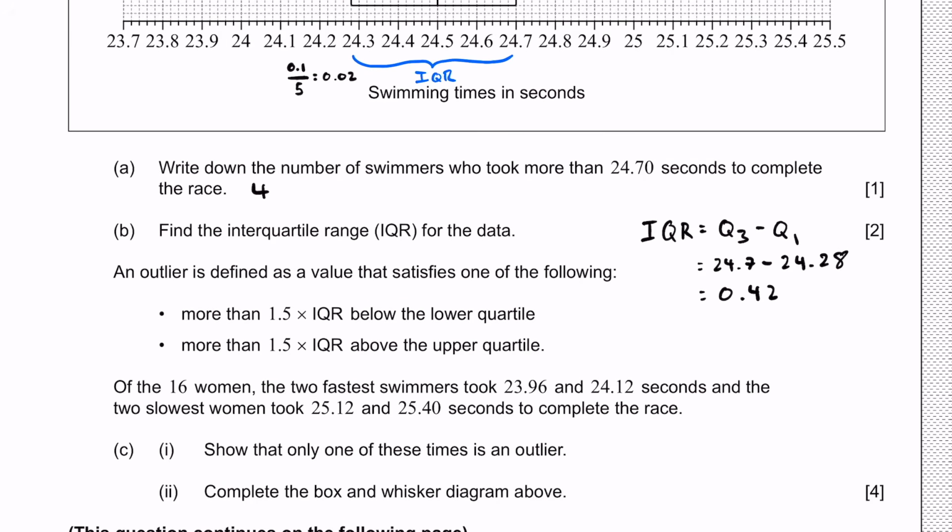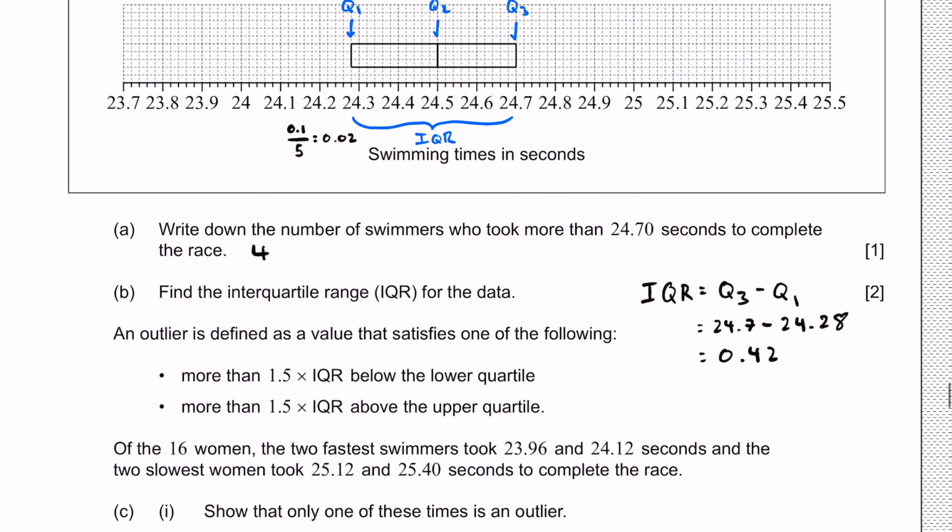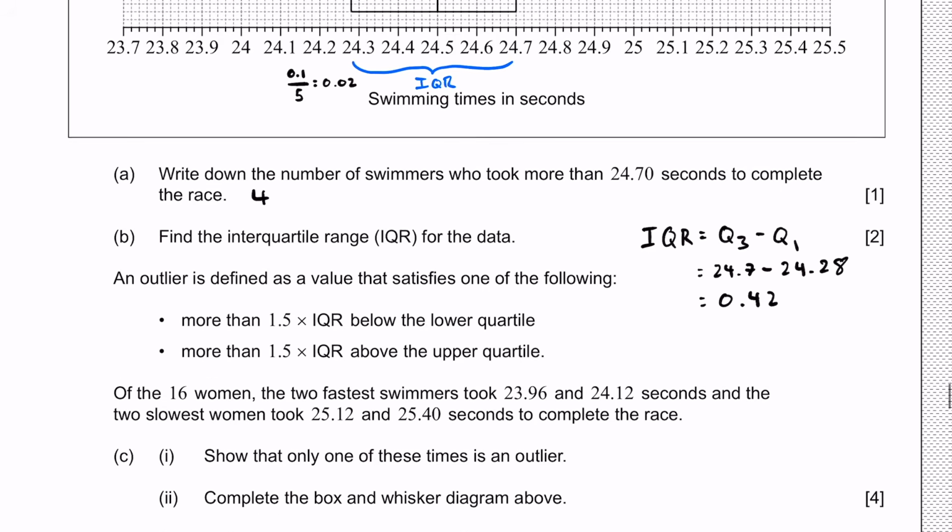Moving on. An outlier is defined as a value that satisfies one of the following: more than 1.5 times IQR below the lower quartile, so right here, or more than 1.5 times IQR above the upper quartile. Of the 16 women, the 2 fastest swimmers took 23.96 and 24.12 seconds, and the 2 slowest women took 25.12 and 25.40 seconds to complete the race.